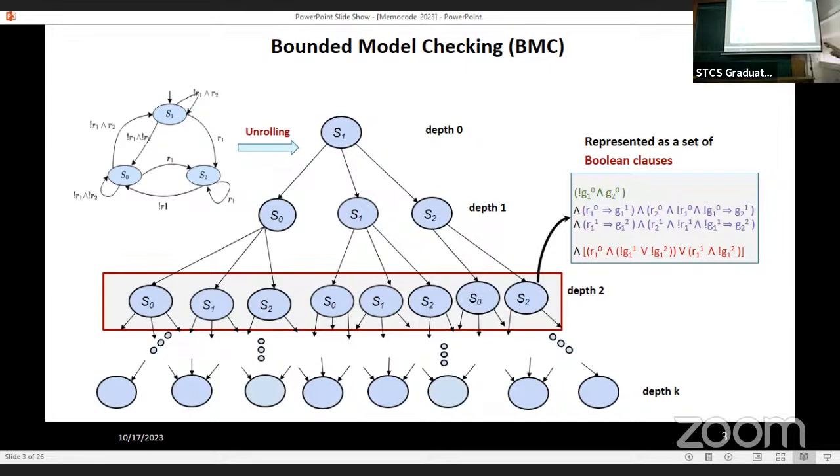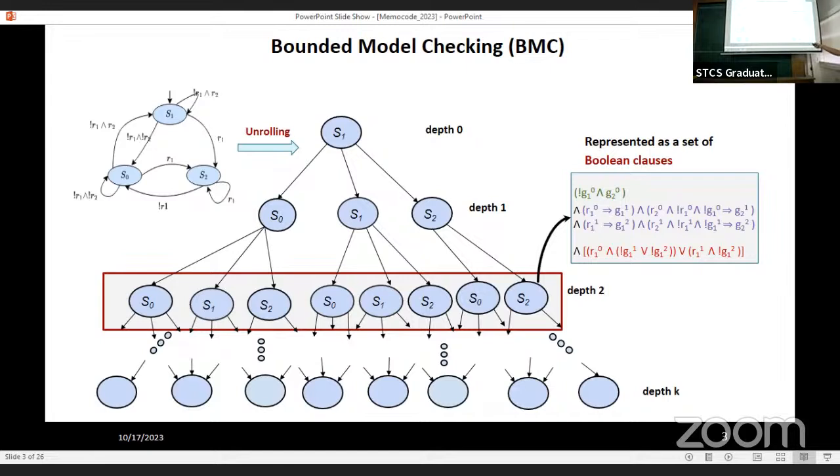If you unfold this state transition system, this green one and this blue one is the representation of the finite state machine up to this level. Why do I say up to this level? Because this is your state 0, depth 0, which is characterized by this unique initial state, not G1 0 and G2 0. Note that every state is nothing but a valuation of the GI variables.